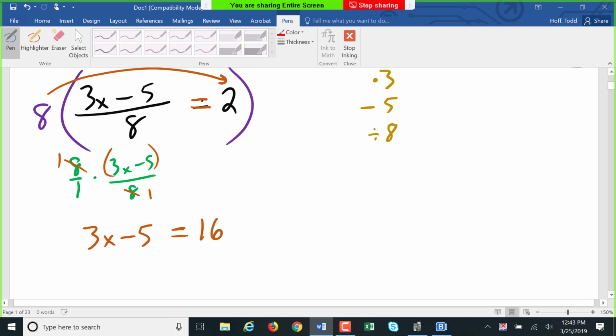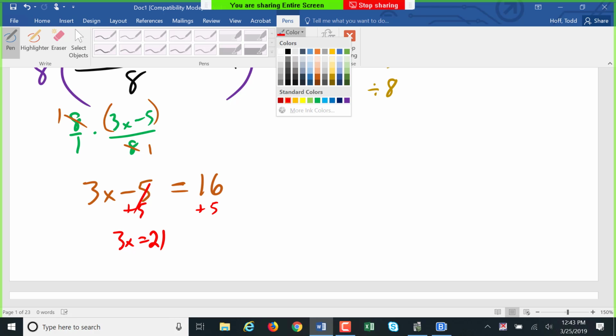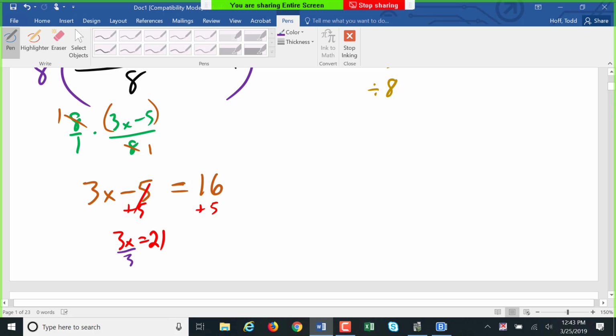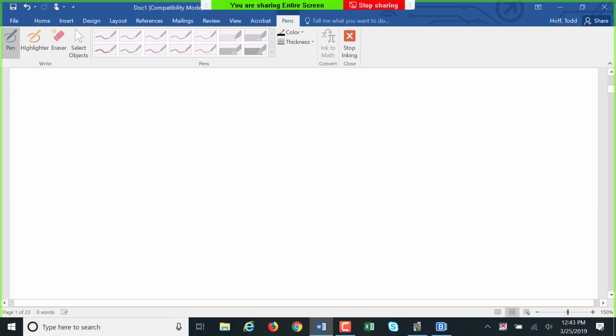How do we solve that? We add 5. 3x equals 21, and then divide by 3. So x equals 7. They can get more complex than that.